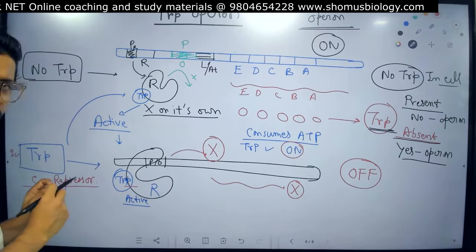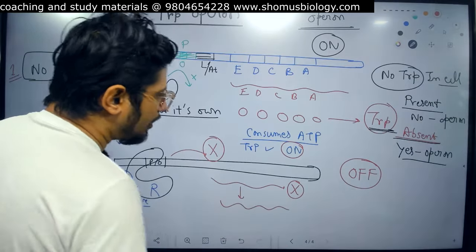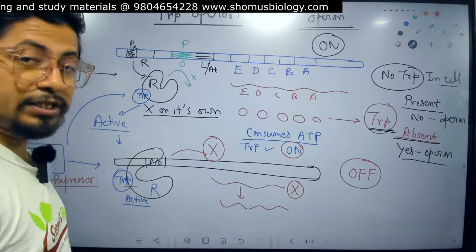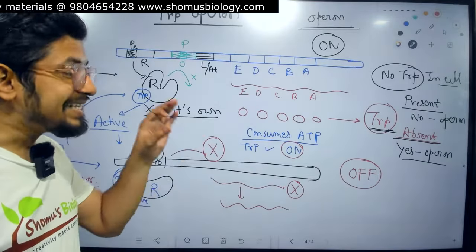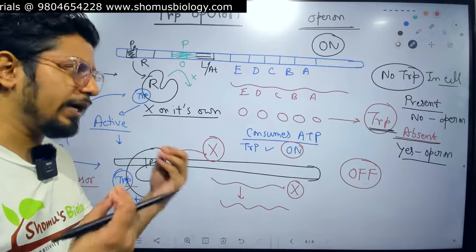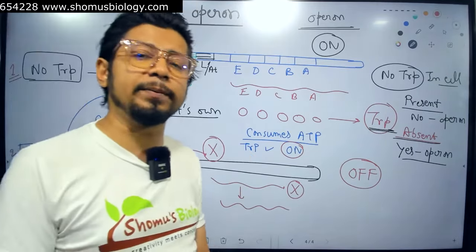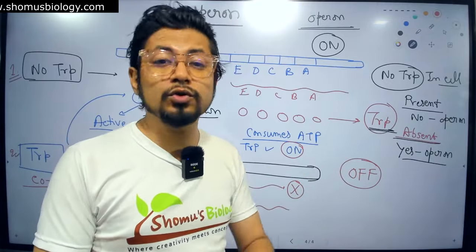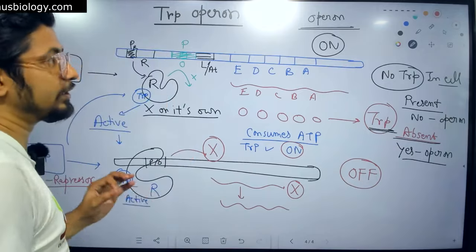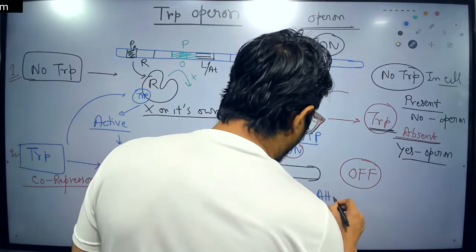Even if tryptophan is present, still the transcription is going on, still they are making all the mRNA for the structural genes, and making proteins from the structural genes. That is an alarming condition where the cell will lose a lot of energy in the form of ATP, because cells require ATP for many other vital work in the cell. So in order to prevent this, they put attenuation in place.